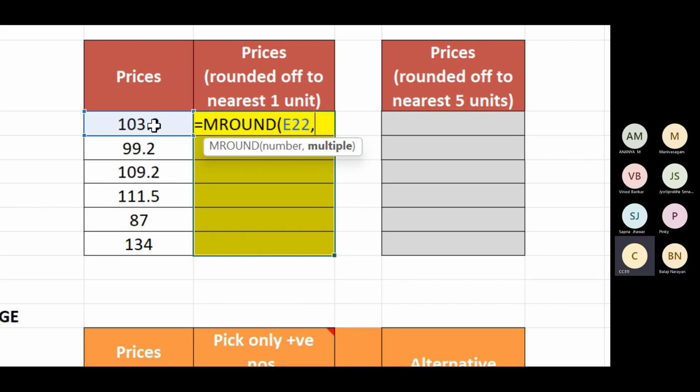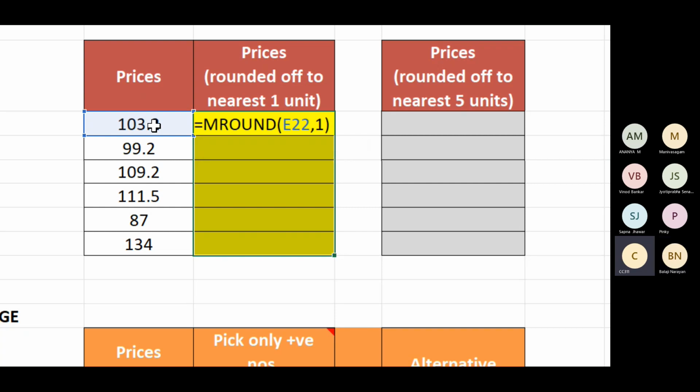Whatever the decimal portion, 103 is the lower unit, 104 is the upper unit. Now, what is the basic difference between 103 and 104? How many units? One unit. The difference between the upper unit and the lower unit is 1 unit, and that is nothing but called the multiple. So once I go for this, the formula is ready.